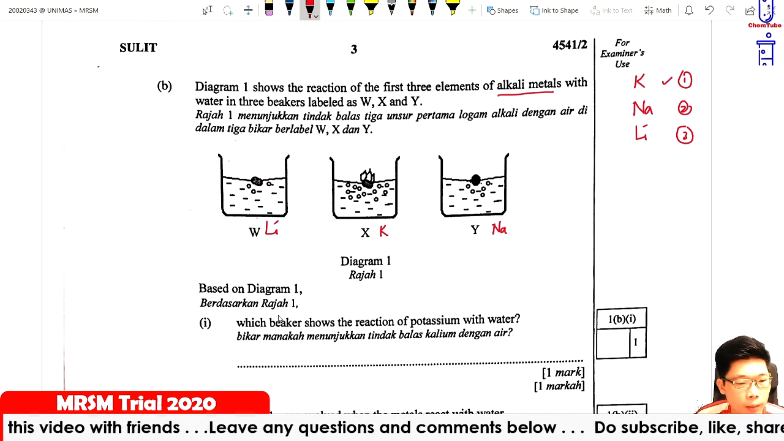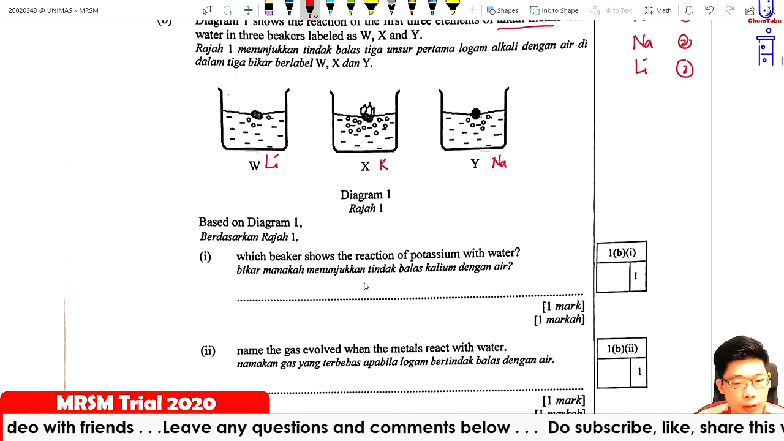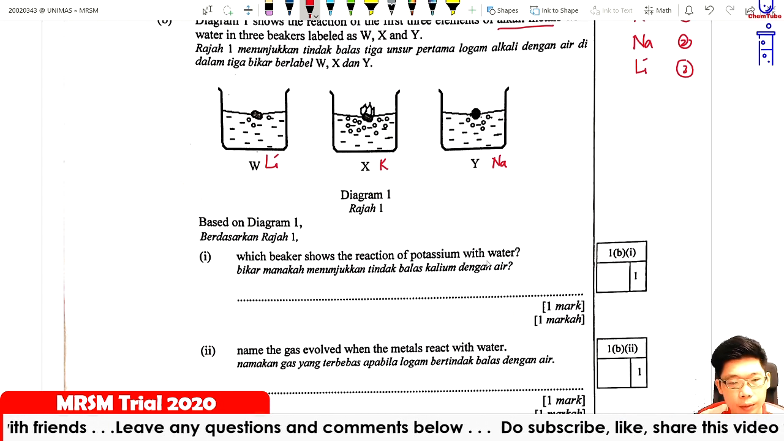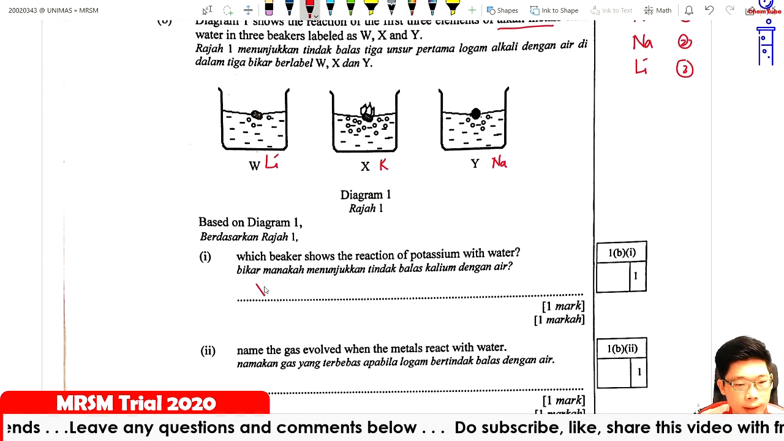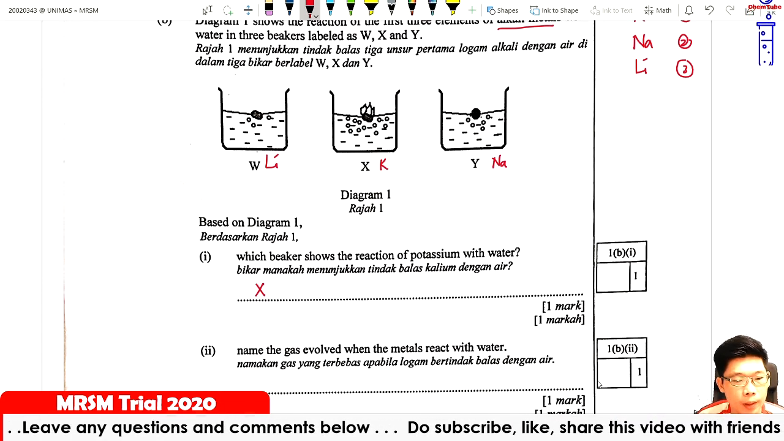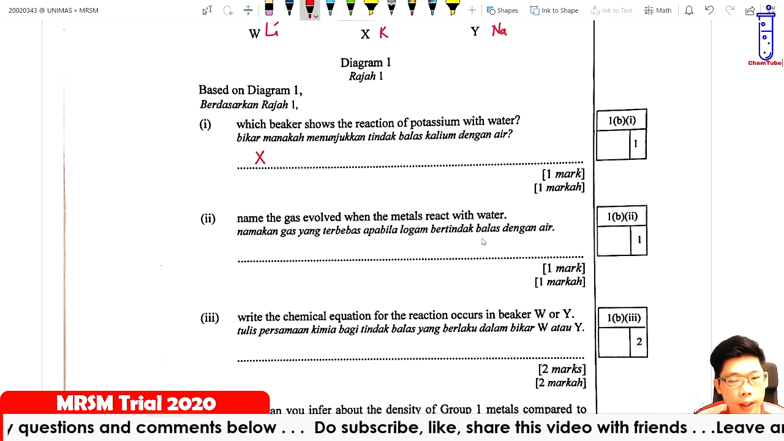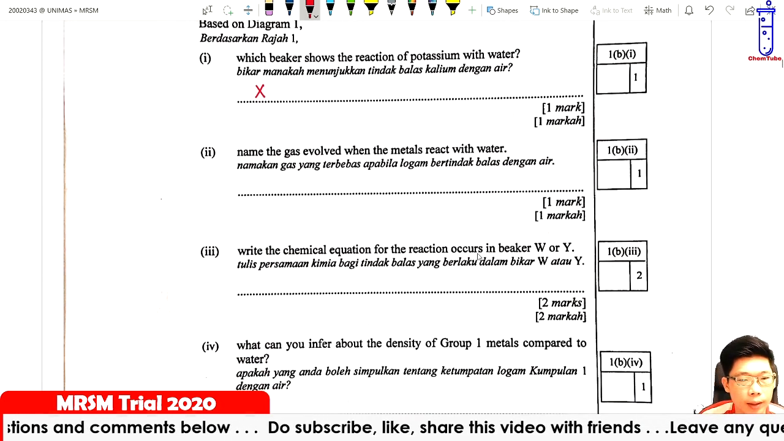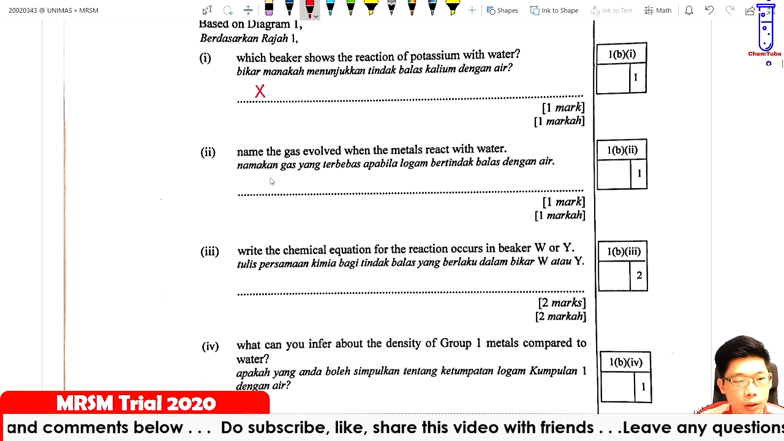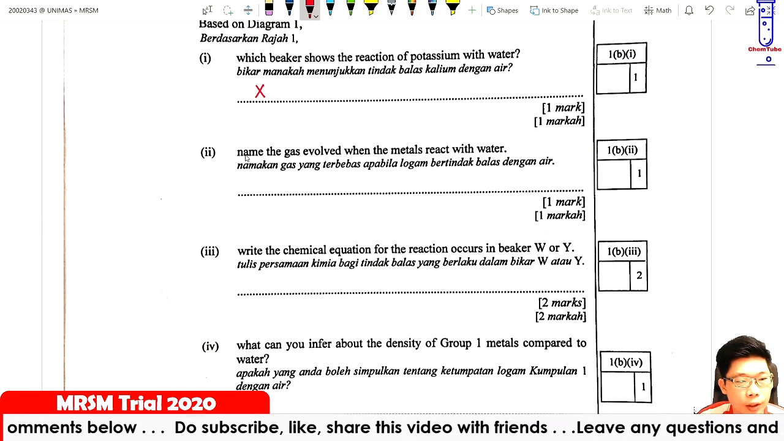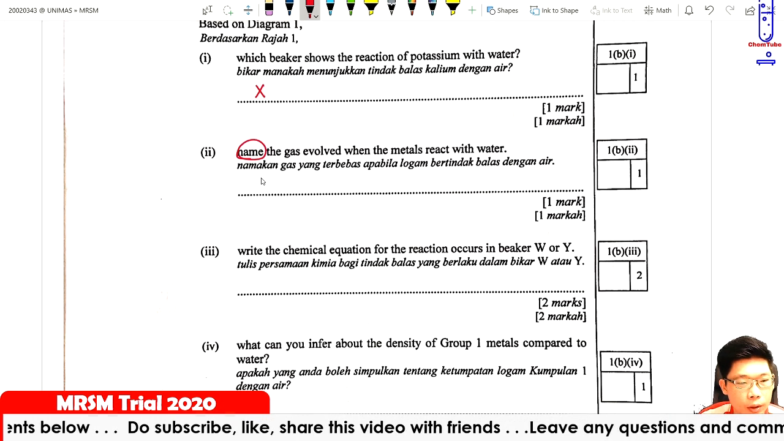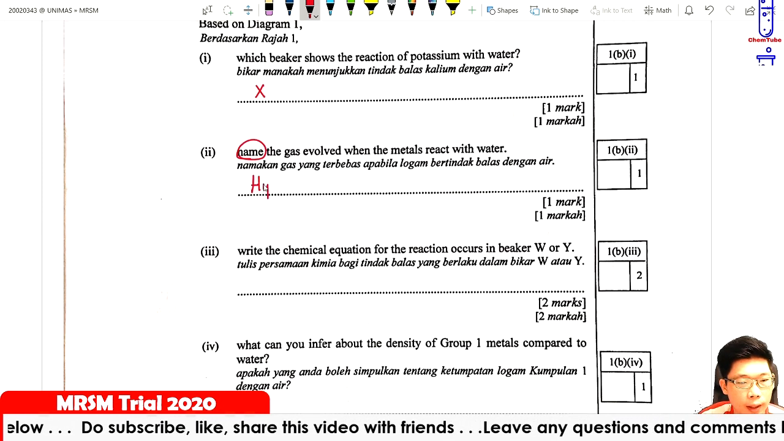Based on the diagram, which beaker shows the reaction of potassium with water? It will be beaker X. Next, name the gas evolved when the metal reacts with water. When a metal reacts with water, it will be hydrogen. The question asks you to name, so you have to put in the name hydrogen.